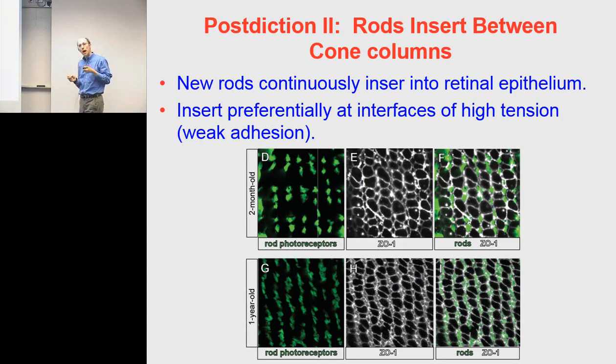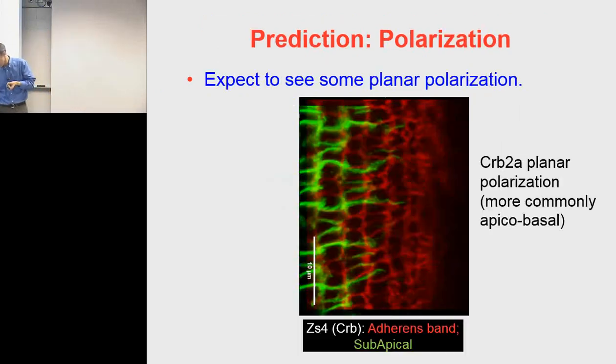Rods. There are rod photoreceptors as well as cone photoreceptors in fish. They insert into the epithelium after the cone pattern has been established. What's interesting is they systematically insert between columns and not within columns. You can see that here, that they're all sitting between columns. The green is the rods, white is now the outline of the cells, and here's the overlay. All of the green is staying between the columns. This is what you would expect if the vertical interfaces are high tension, because high tension is the same thing as weak adhesion, and therefore you should put rods there.